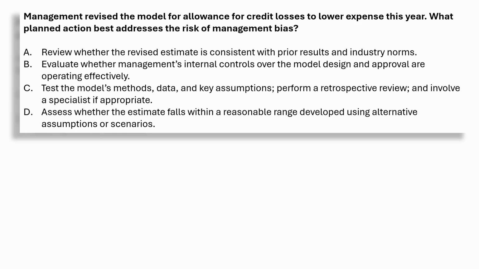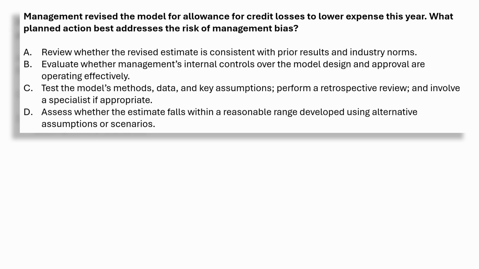Testing controls over design and approval is like checking the lock on the cookie jar without actually looking inside to see if cookies are missing. It doesn't directly address the numbers coming out of the model, which is where bias lives. Option C, test the model's methods, data, and key assumptions. Perform a retrospective review and involve a specialist if appropriate.